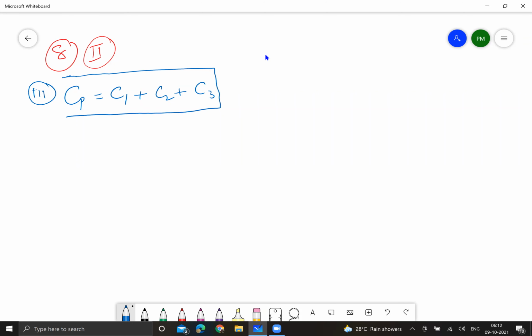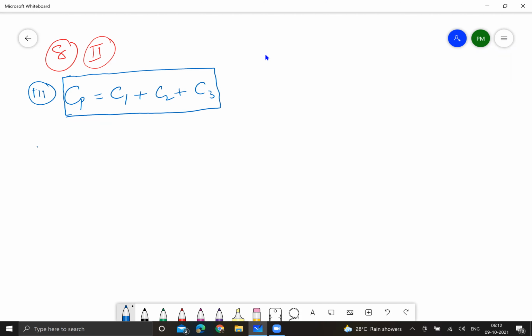So we got CP is equal to C1 plus C2 plus C3. I think we stopped here, right? Yes, sir. Okay. So it is also called the law of capacitors in parallel. The effective capacitance of two or more capacitors connected in parallel will be equal to the sum of their individual capacitances. That is the statement.